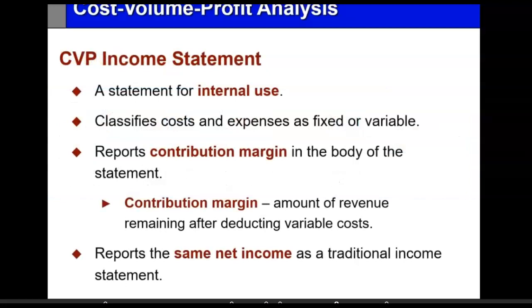Now, we revisit the CVP income statement. Recall, we reformat the financial accountant's income statement into what we call the CVP income statement. Now, this is only for management's use. We reclassify the costs into those that are fixed and those that are variable, and we introduce the contribution margin. Now, the contribution margin is the amount of revenue that remains after I deduct the variable costs.